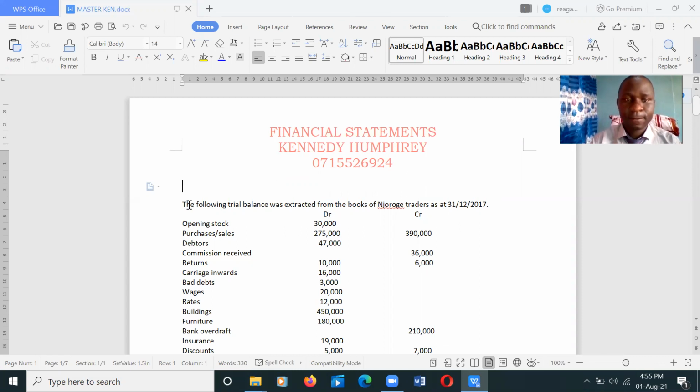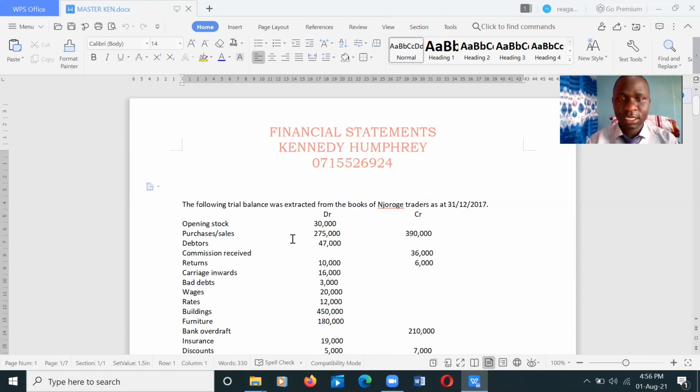So the question goes: the following trial balance was extracted from the books of Njoroge traders as at 31st December 2017. So we have opening stock, which is 30,000, purchases stroke sales. Whenever you see purchases written stroke sales, what will appear on the debit side is purchases, but what will appear on the credit side in the trial balance is what we call sales. So when you see purchases stroke sales, it means 275,000 will be purchases, while 390,000 will be sales.